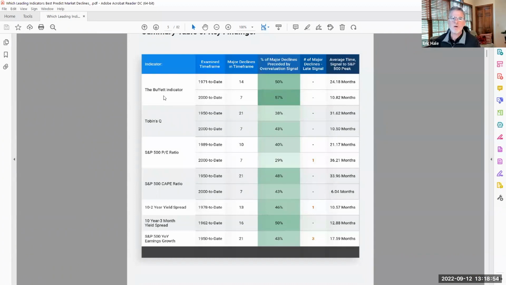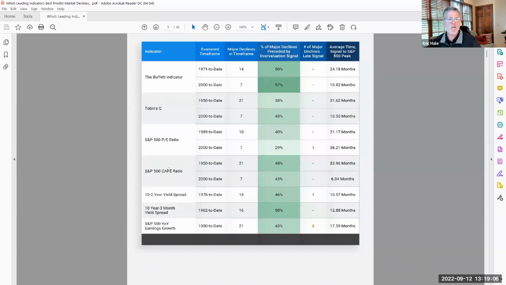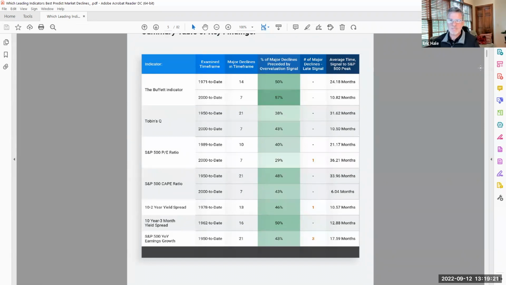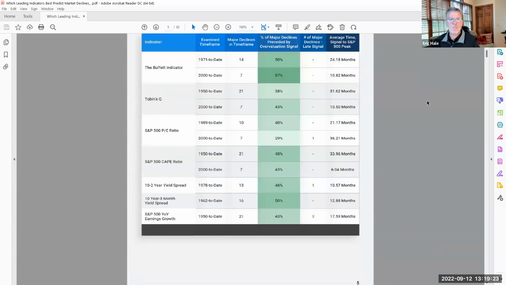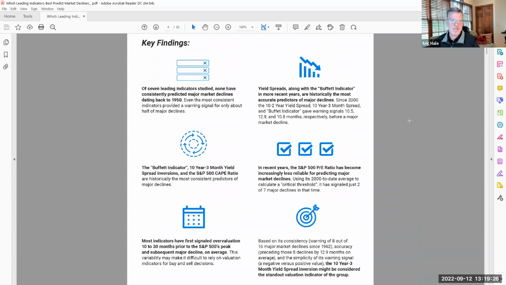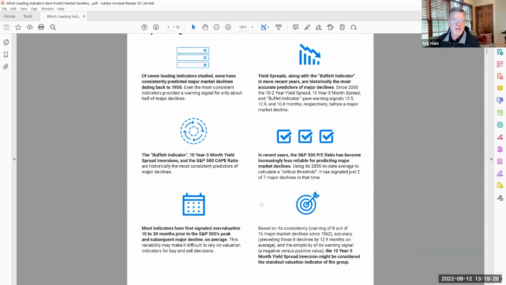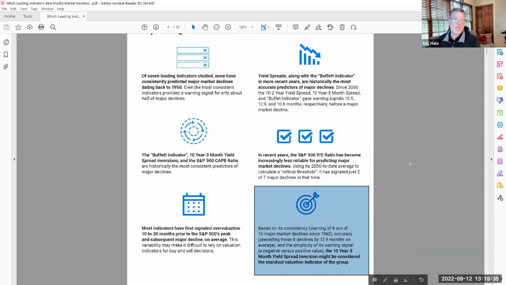There's the Buffett Indicator, which looks at total market cap versus the S&P 500, and Tobin's Q. There's the S&P 500 PE ratio, price to earnings, and the CAPE ratio, which is from Shiller. There's the 10 and the 2-year spread, which is what we started talking about earlier. A lot of people look at the 10 and the 2-year. Then there's the 10-year and 3-month, and the S&P 500 year-over-year earnings growth. Howard Silverblatt does a spreadsheet to look at this sort of stuff. And here's the key takeaway, which I'll summarize in the bottom right-hand corner: the 10 and the 3-year has consistently been the best indicator.